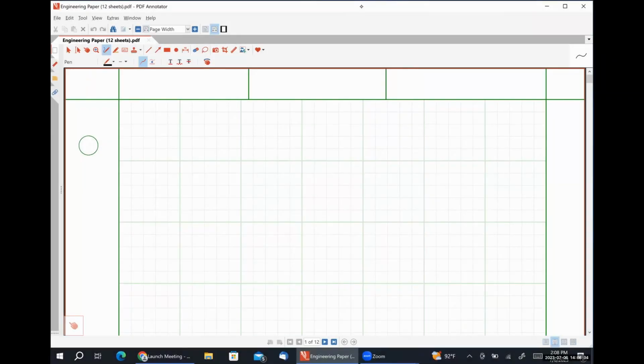As I said, we're going to be working on transient analysis. First order circuits. And we are going to start with an RL circuit.